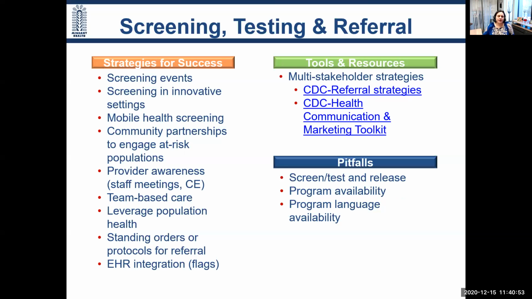Some of the pitfalls of this are program availability. And this is probably one of the areas because this program, DPP, is fairly new as it relates to the CDC and approving it. There are not a lot of accredited programs across the country yet. So you might be screening a person, but there might not be a program available locally, or there might not be a program available in the language of choice for the patient.